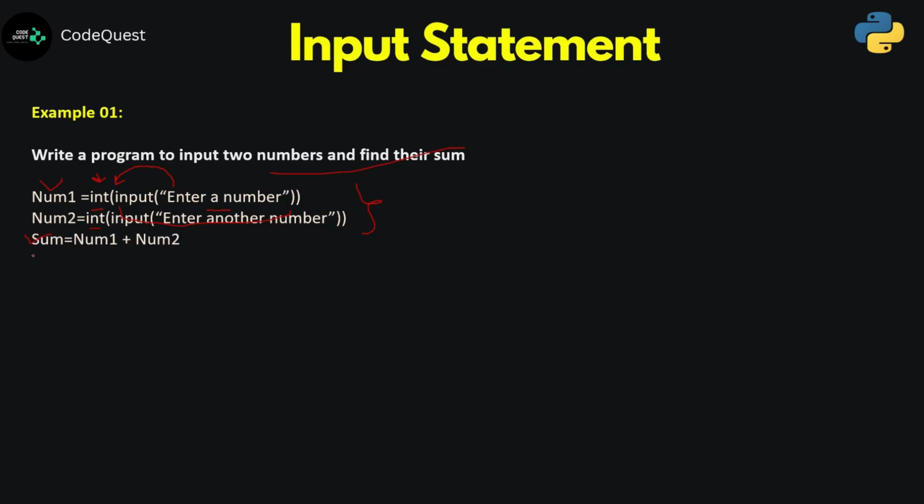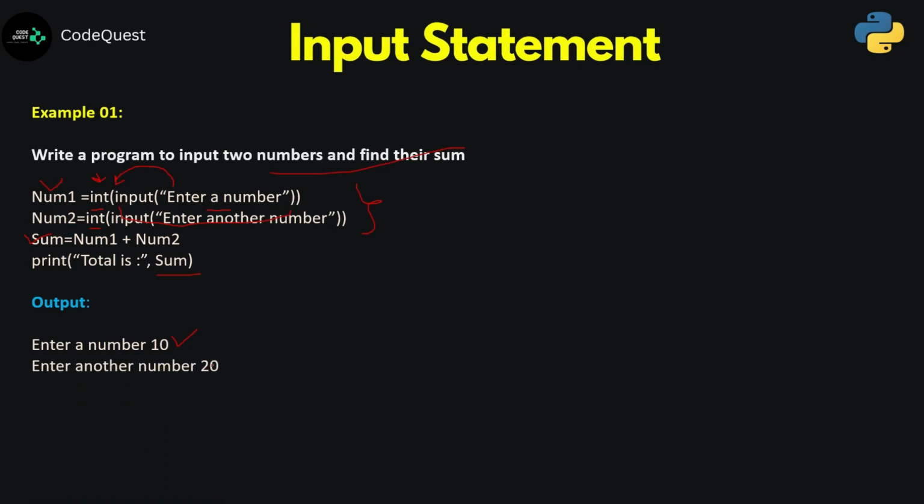So now when I'm writing sum equal to num1 plus num2, because num1 and num2 both are holding numeric values, this will produce the addition of these two numbers, which I'm printing towards the end. Now, let's say 10 is supplied. As you know, input by default returns a string. But what this int has done is converted this string 10 into a numeric value and assigned it to num1.